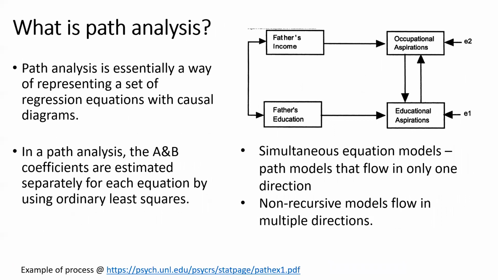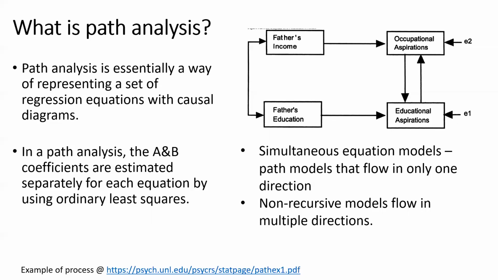Path analysis is essentially a way of representing the set of regression equations in a causal diagram. So we can look at how the coefficients are connected to each other, how the variables are connected to each other. In path analysis, the alpha and the beta coefficients are estimated separately for each equation by using OLS, and then the different elements are put together in a visual model that indicates how these relationships are connected and what the regression coefficients are for these relationships.